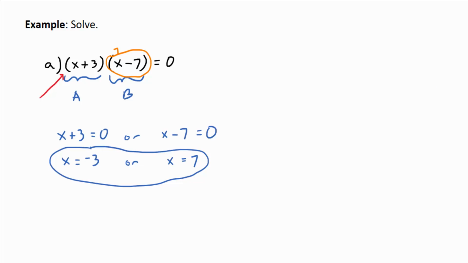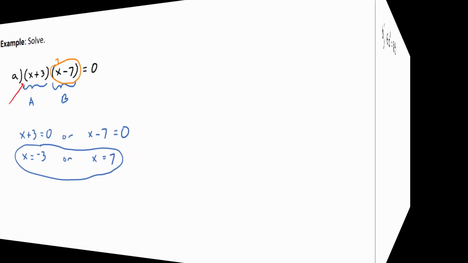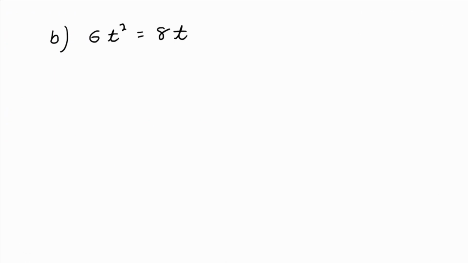All right, do you think they'll always be that easy? No, they're not going to be factored for you in general. So what if you had something like this in part B? 6t squared equals 8t. There's going to be a first step. Before you can factor, you have to set it equal to 0. And I'll write these steps down in a few minutes. But before you can factor, you have to set it equal to 0. So what's an easy way to get 0 on one side, everything else on the other side?